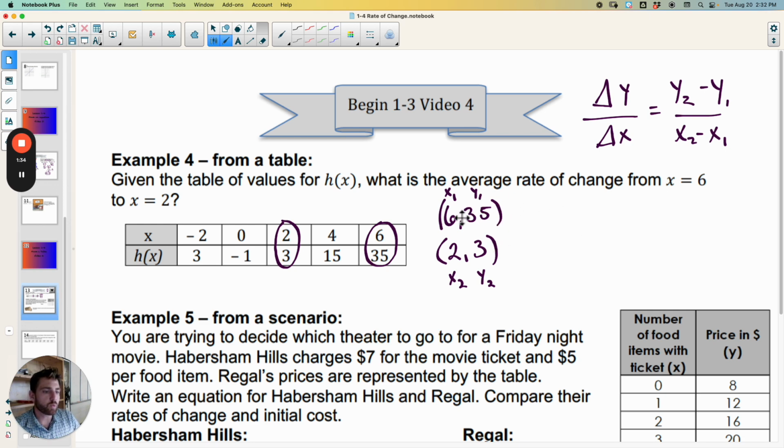It doesn't really matter which one you call x1, y1, and x2, y2, as long as they are both the same 2 or the same 1. Like, you would not want to say that this is x1 and this is y2. That's a no-no. You can't do that. You're going to get the wrong math. So let's just plug this in. So we'll do 3 minus 35, because that's what the equation calls for up here. And then 2 minus 6.